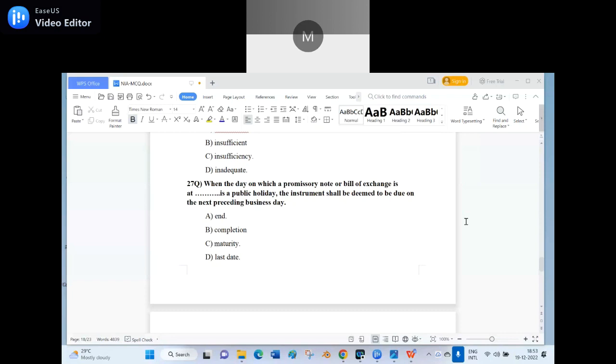See, generally, when a holiday is declared, they will write in the newspaper that a public holiday is declared under the Negotiable Instruments Act, under such-and-such section. I don't know whether you know the section or not. Which is the appropriate word among A, B, C, D? Shoot.